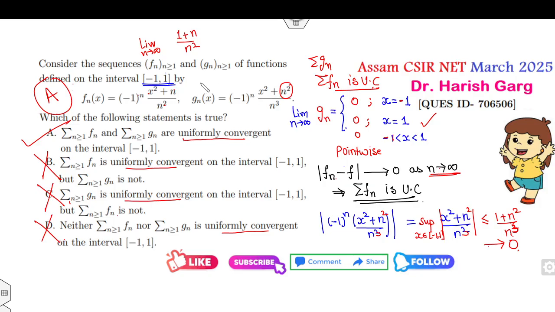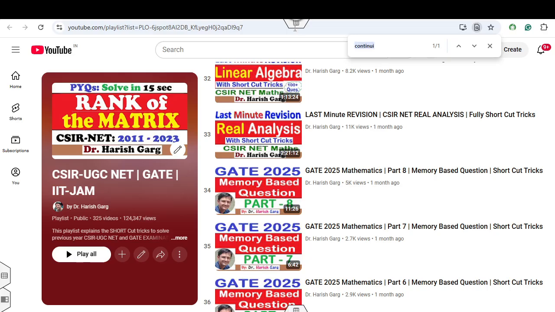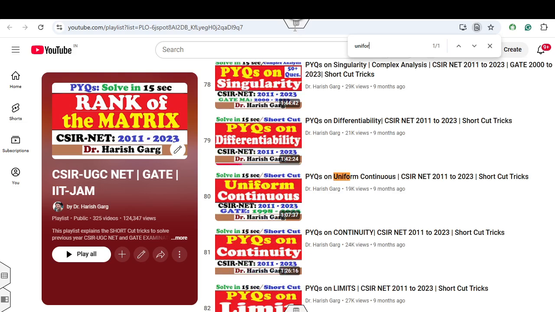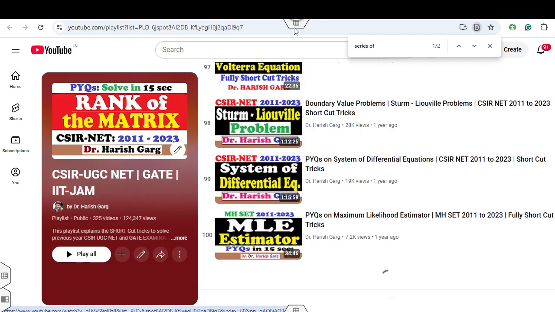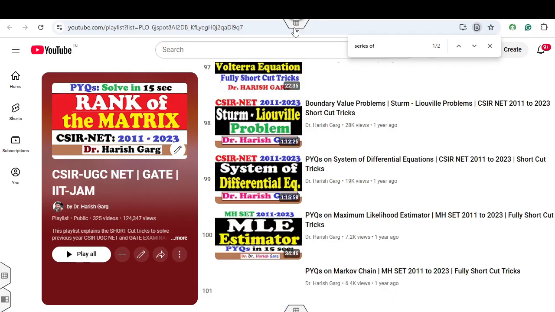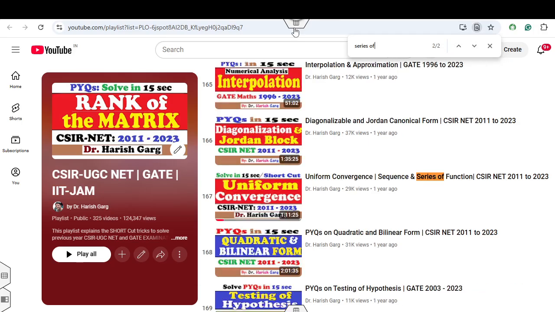Because they are talking about the interval -1 to 1, the x values remain the same in both cases. So that's a simple way. And for more details, you can watch my lecture on uniform convergence, or uniform continuity, or the series of the functions, sequence and series of the functions.